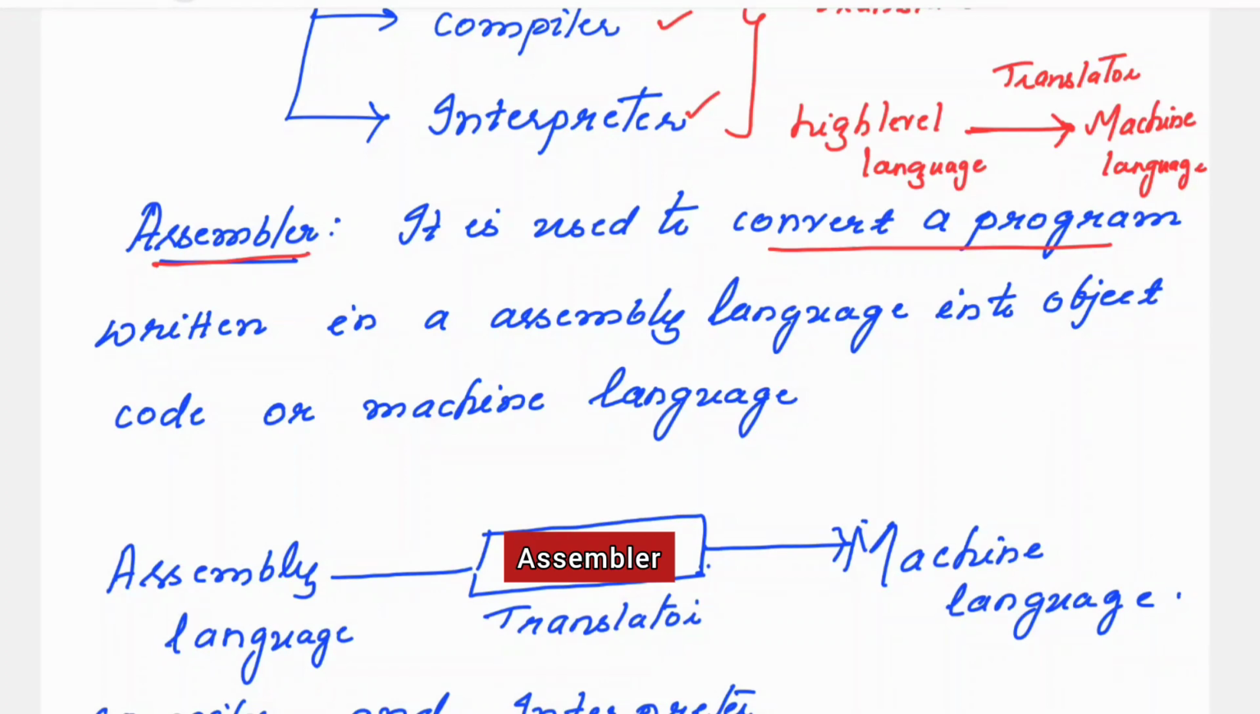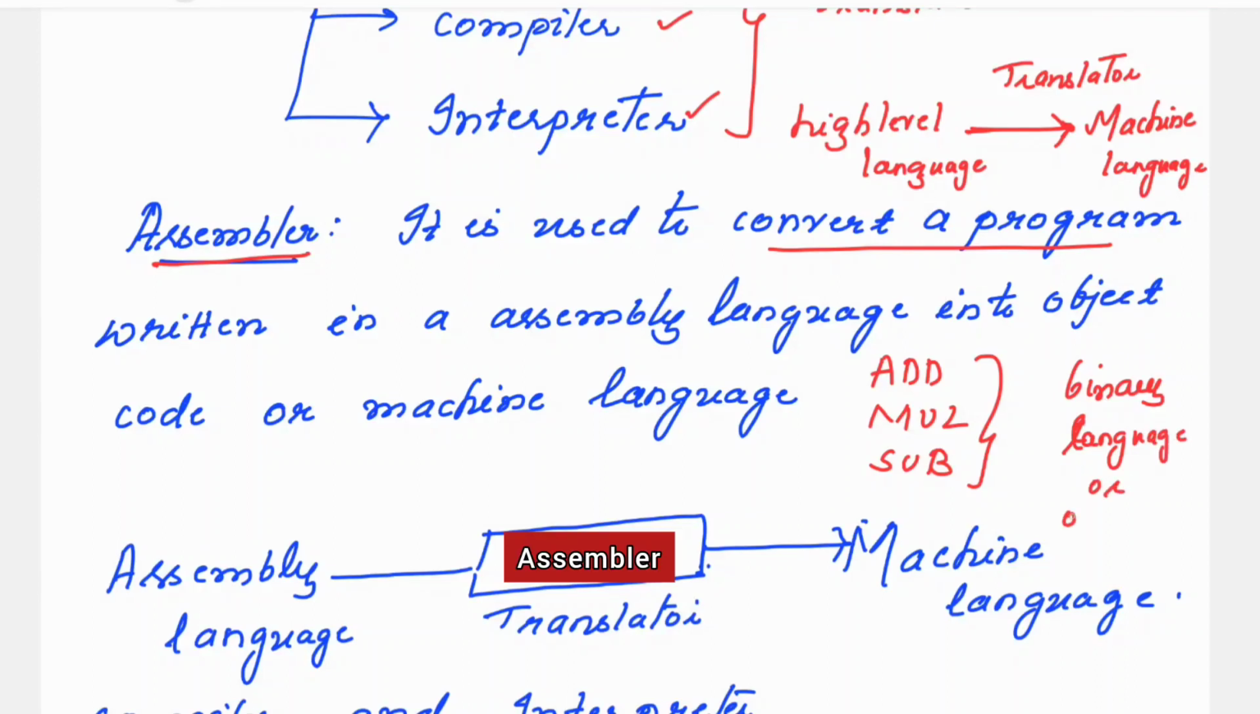In assembly languages, normally we use mnemonics, like to add two numbers or to perform an addition we use add, then for multiply mul, for subtract sub. So these words are not understood by the machine. This has to get converted into what? Into a machine language or the binary language, which is in terms of zeros and ones, or you can call it object code. So the job of the assembler is to convert this assembly language into binary language.